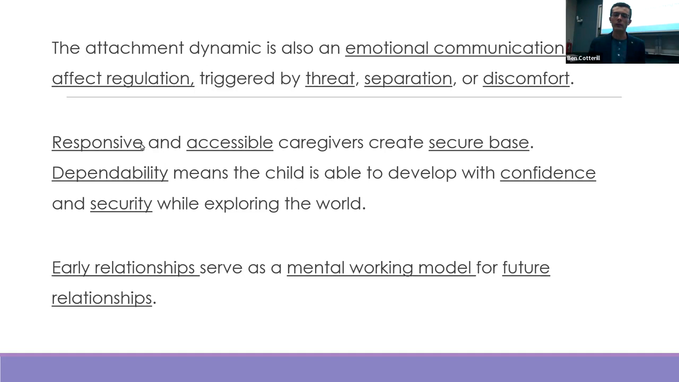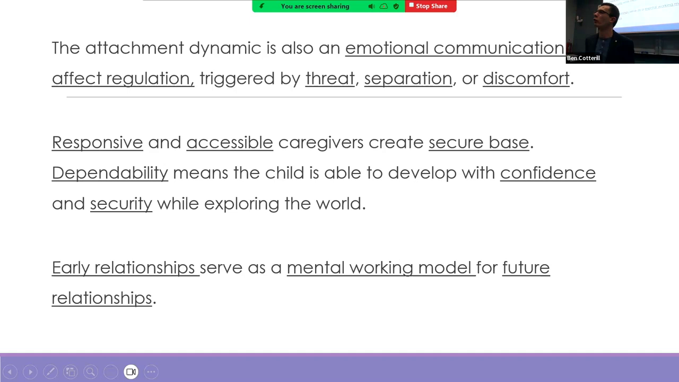The second basic assumption is that these early relationships that we have serve as working models going forward in terms of how our relationships should operate, okay? In terms of whether we expect our needs to be met, whether we expect to feel good about ourselves in relationships, or whether we're paranoid that we're going to be abandoned, that this person isn't going to be consistent with our needs. So whatever these dynamics are of these early relationships, right, they serve as working models for future relationships.